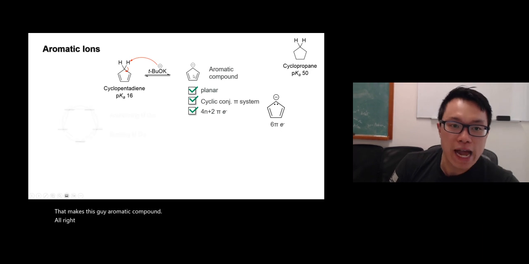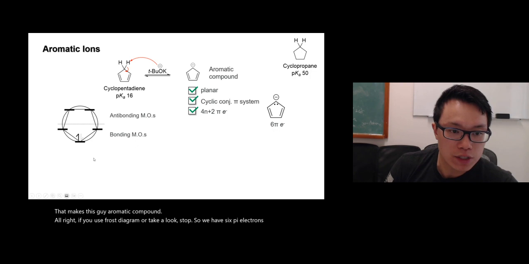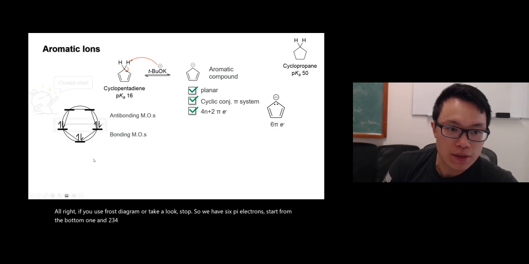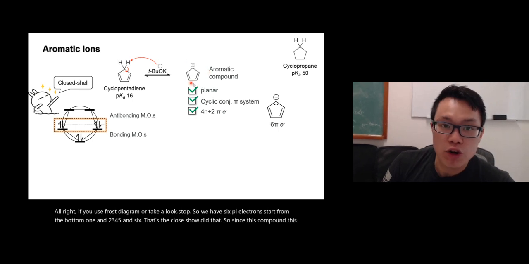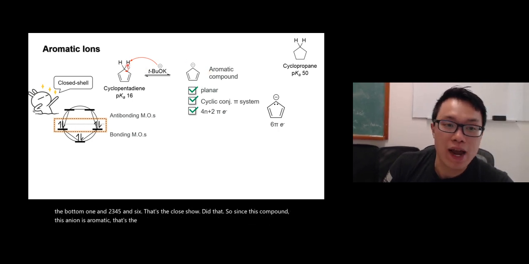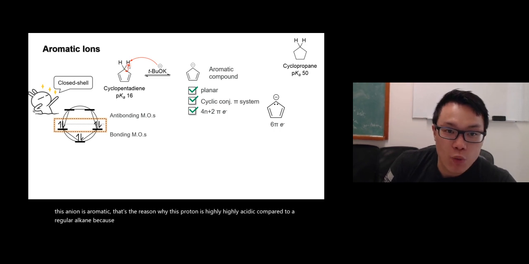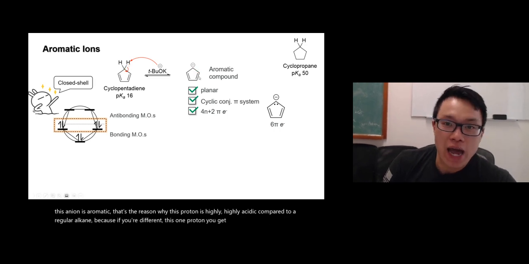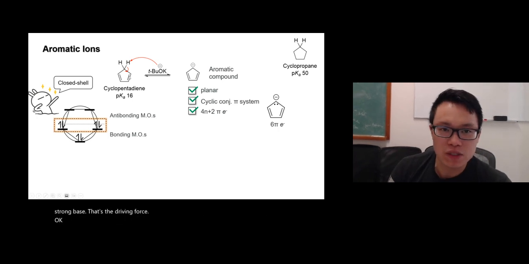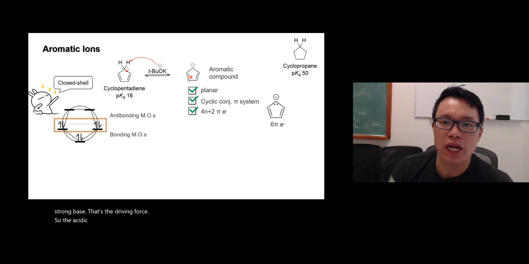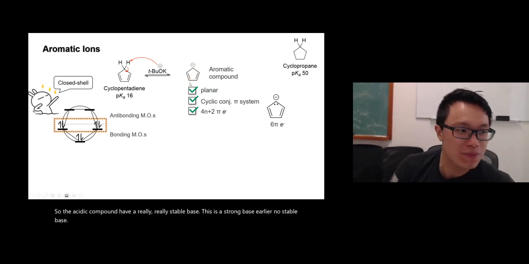If you use a Frost diagram, take a look. We have 6 pi electrons, starting from the bottom: 1 and 2, 3, 4, 5, and 6. That's a closed shell. See that? Since this anion is aromatic, that's the reason why this proton is highly, highly acidic compared to a regular alkane. If you deprotonate this one proton, you get an aromatic compound, and that's the driving force. So an acidic compound has a really stable base. Did I say strong base earlier? No, stable base. All right?